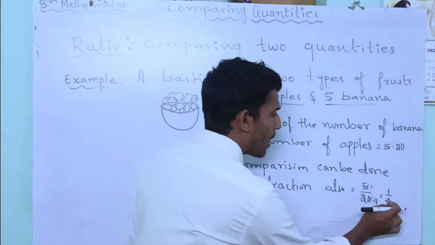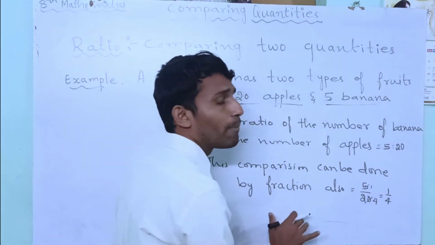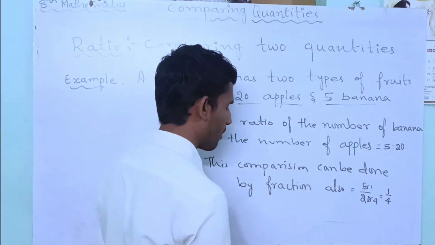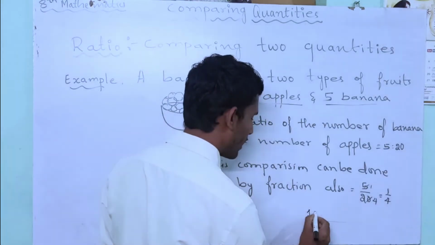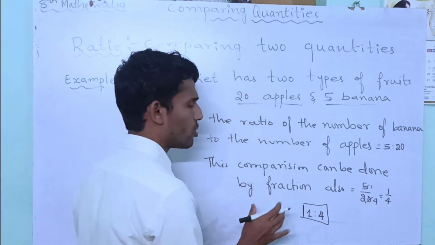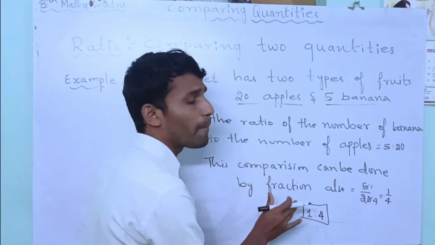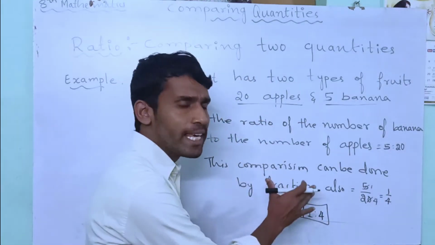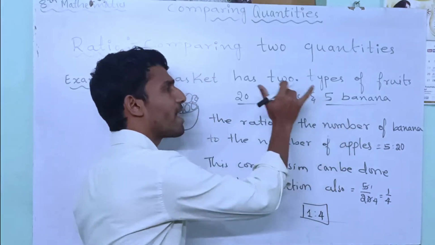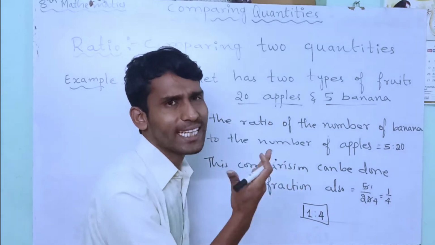Dear students, 1 by 4 means the number of bananas is one fourth of the number of apples. This fraction we can write in ratio form, that is 1 is to 4. We read this ratio as 1 is to 4. This is the method of reading. Dear students, if we have to compare the ratio of the number of apples and the number of bananas, how can we represent it?